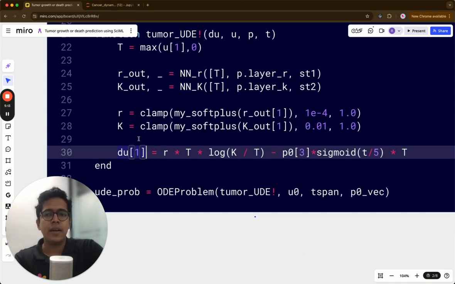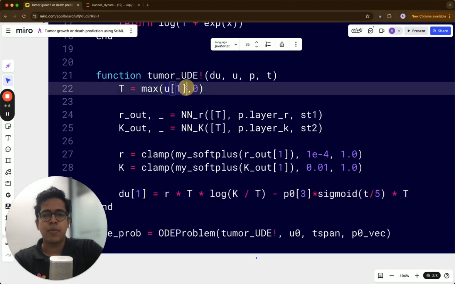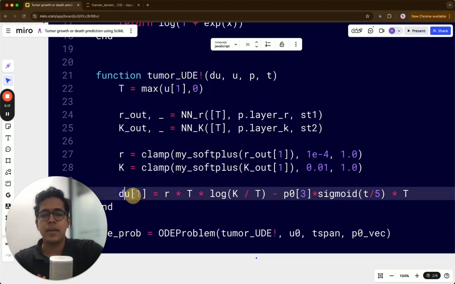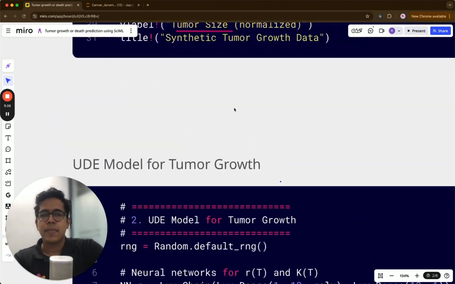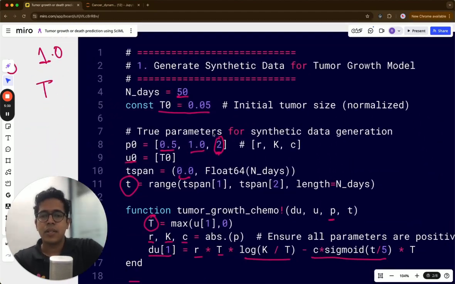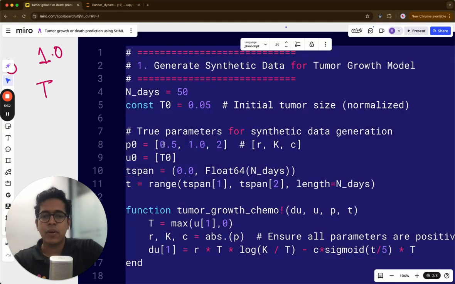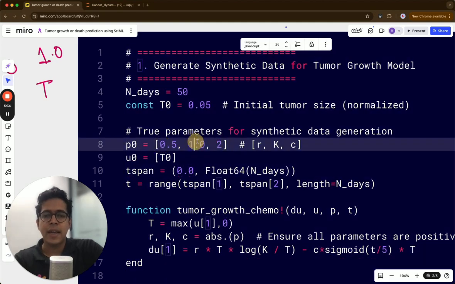So du1 is the derivative of u of 1. u of 1 is tumor size. du of 1 by dt, the derivative with respect to time, equals r t log k by t minus p0 of 3. So p0 of 3 is what? p0 of 3 is this guy. So p0 has three numbers: the value of R, the value of K, and the value of C.